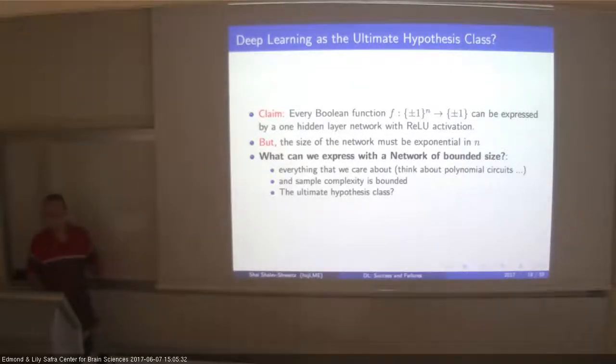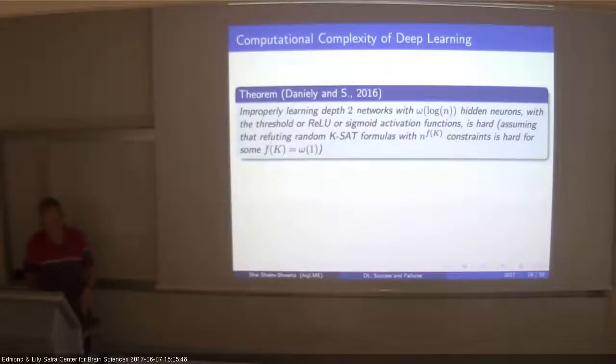So we can do everything that we care about with a network of bounded size. The sample complexity is also bounded, and therefore it is the ultimate hypothesis class. We can do everything that we want. The sample complexity is bounded, but of course the bad news is the computational complexity of the training process. And here most of the results are negative.